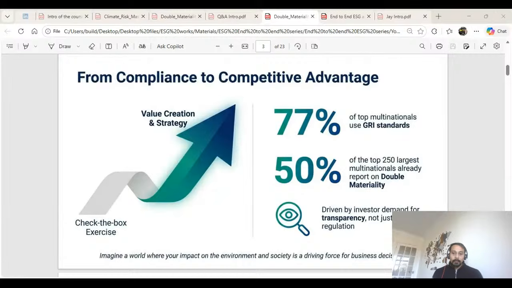And about 50% of the 250 largest multinational companies report on the double materiality assessment, so they are already doing it. So why is it important? Because investors now demand transparency. Similarly, they demand financial data, and they are also demanding non-financial climate, sustainability, and ESG-related data. So this is no longer driven only by the CSRD or EU regulations or EU countries' regulations, but it's driven by the capital market. So every small country, every region, every city, every small corporate company should do this double materiality assessment.